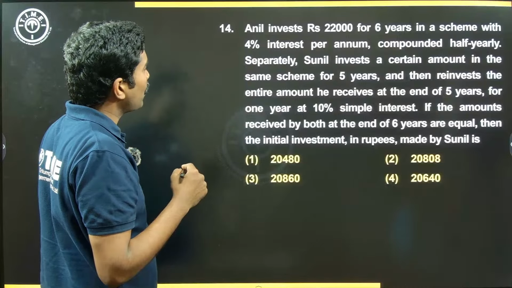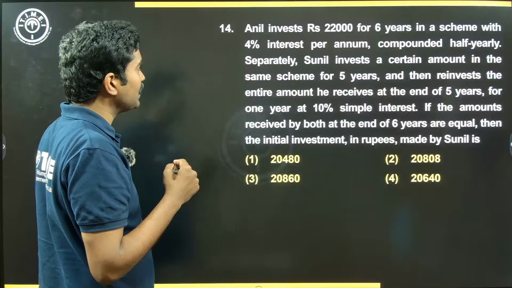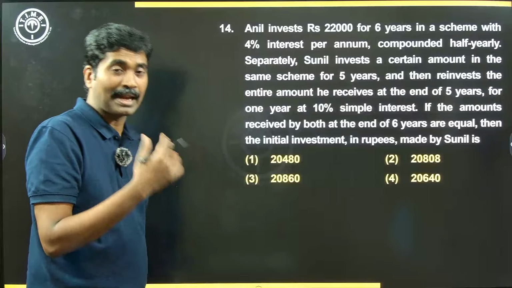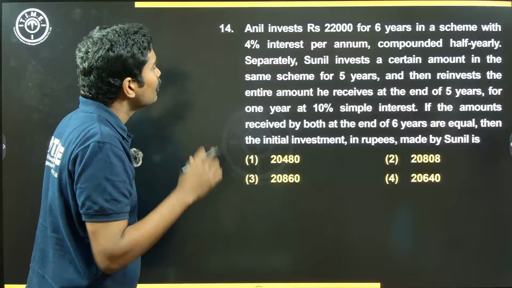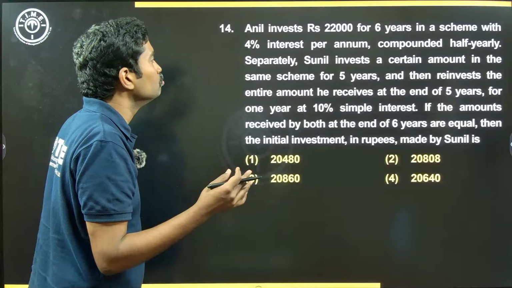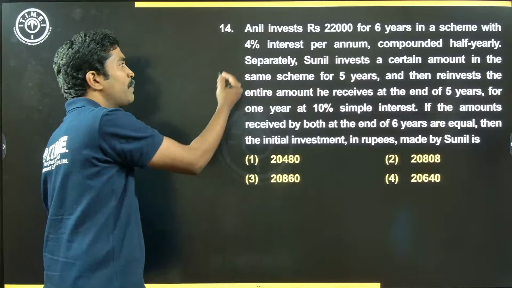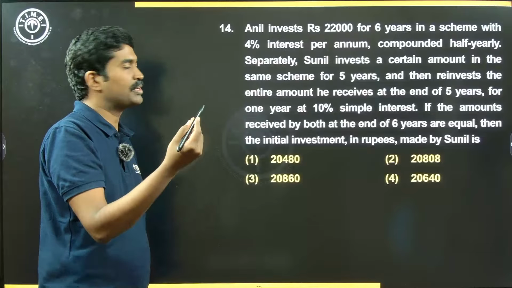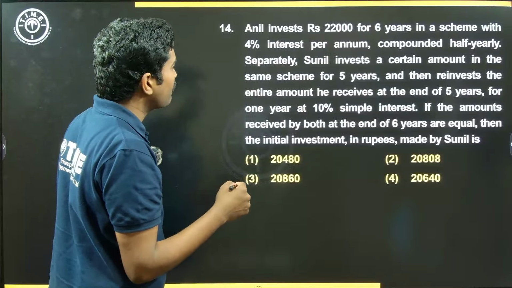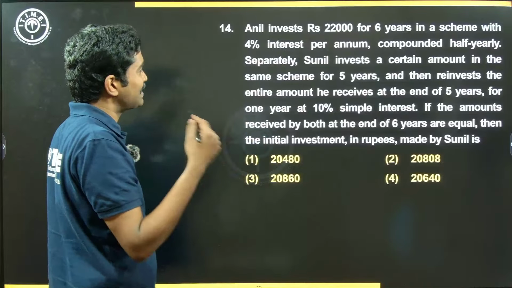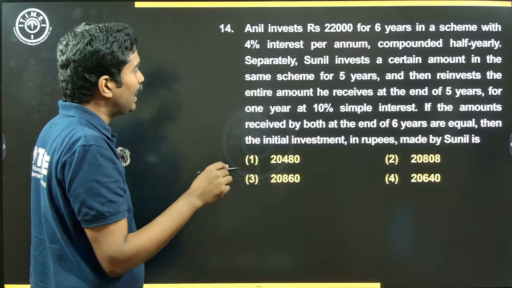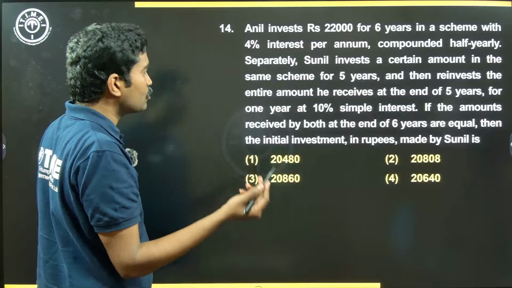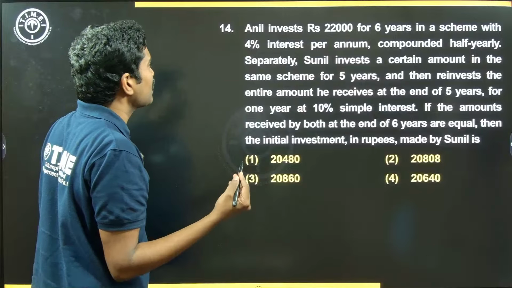Anil invests 22,000 for 6 years in a scheme with 4% interest per annum. SI, CI equations can rarely go wrong here, right? Compounded half yearly. All right. So instead of 4% per annum, we'll take 2% per half year and then compound it twice per year, right? Separately, Sunil invests a certain amount in the same scheme for 5 years and then reinvests the entire amount at the end of 5 years. And if the amounts received by both at the end of 6 years are equal.